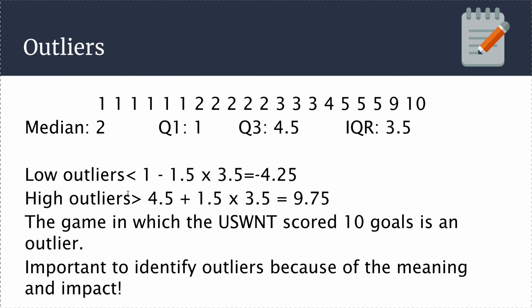Our upper outliers are going to be greater than 4.5, which is our Q3, plus whatever that 1.5 times the IQR is. So 4.5 plus 1.5 times the IQR. Turns out that number is 5.25. So 4.5, the third quartile, plus that quantity, 1.5 times the IQR, will give us 9.75. And there is a data value bigger than 9.75. So the game in which the U.S. women's national team scored 10 goals appears to be an outlier. We can make that argument. We can now say it is an outlier using this strategy.